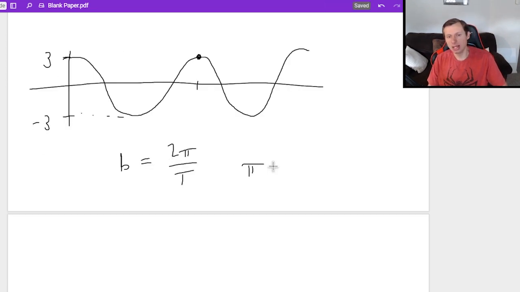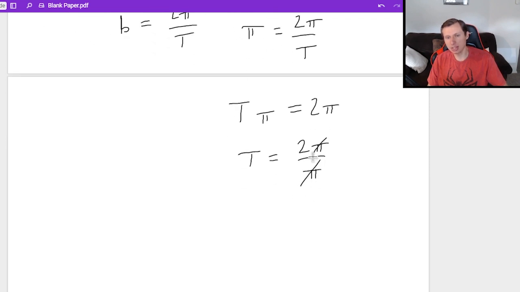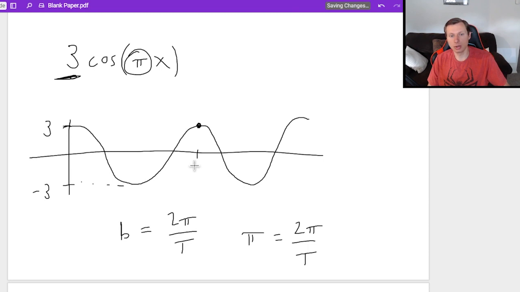So that means pi equals 2 pi over t. Multiply both sides by t. T times pi equals 2 pi. Then we just divide by pi. T equals 2 pi over pi. The pi's cancel, and the period is 2. That means a 2 is going right there for one full period.